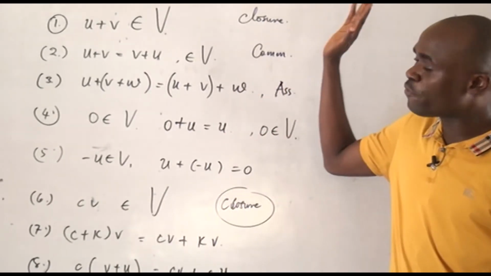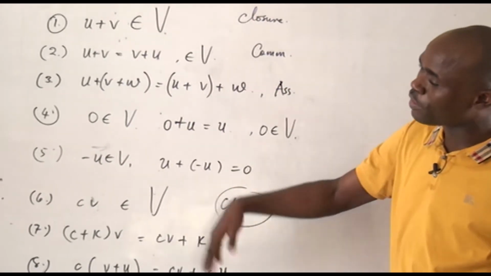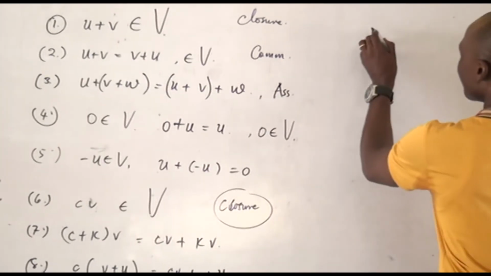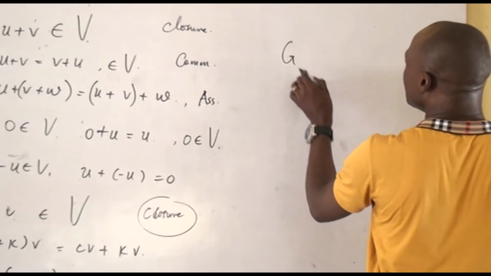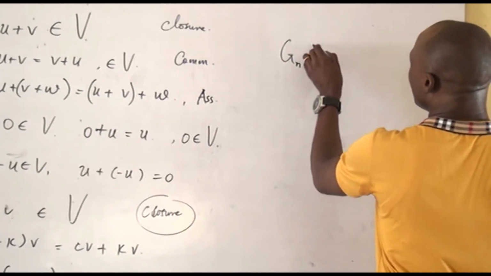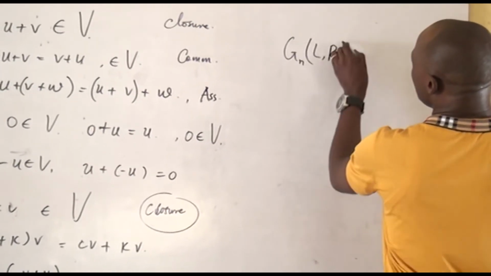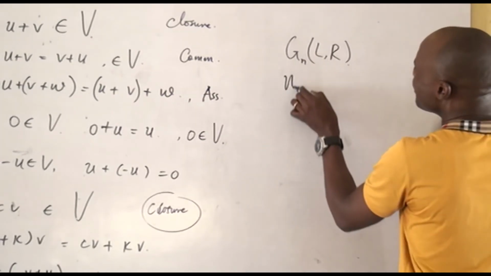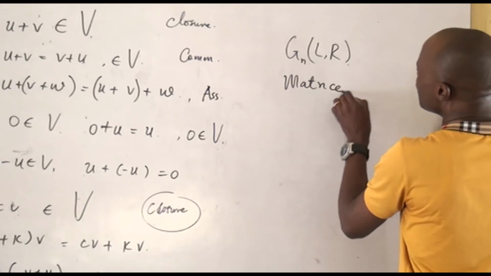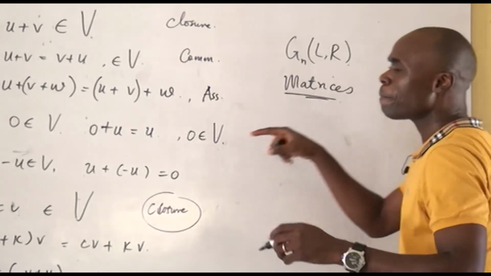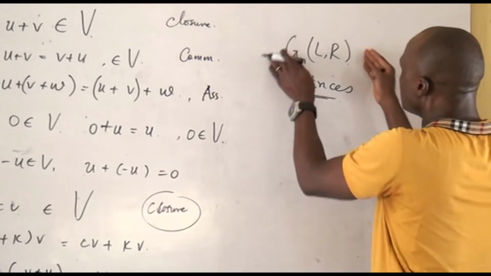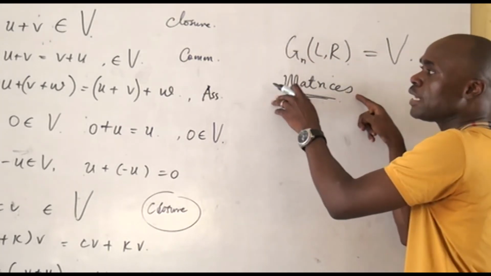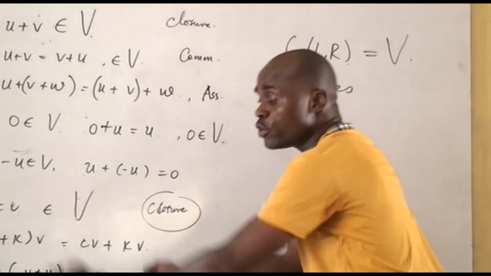Before we go to vector subspaces, I'm going to give you examples of vector spaces. An example of a vector space is GL_n(R), matrices. I'm sure you're shocked, but matrices actually represent a set of this. This is a vector space. What I mean by this is that all matrices satisfy all these properties.